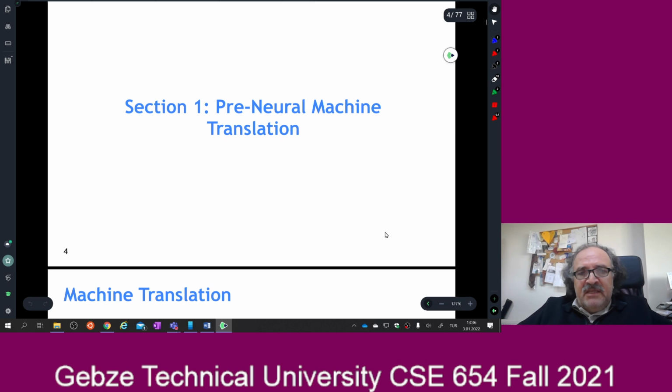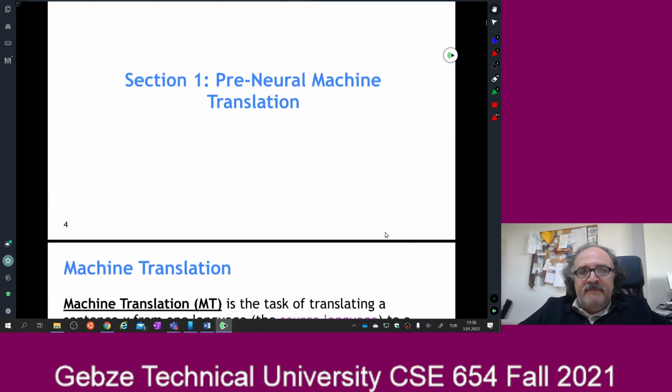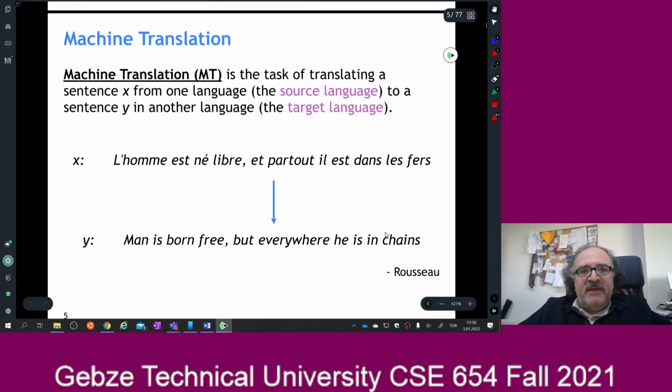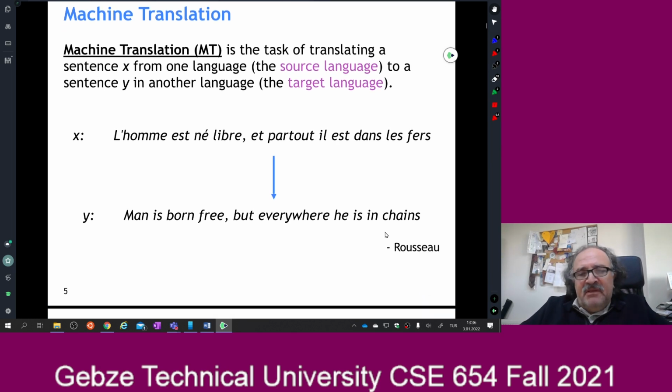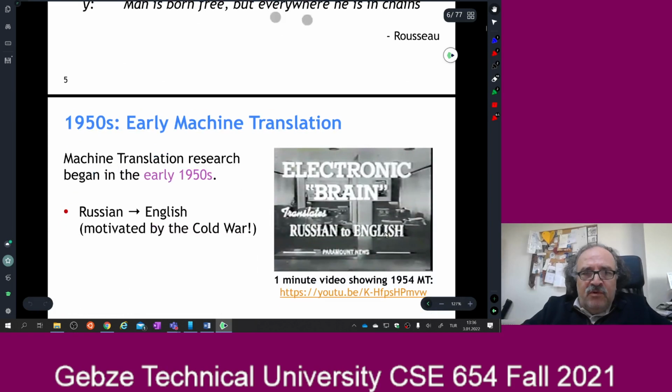Okay, so let's look at machine translation again. Machine translation is simple in terms of definition. If you are given a sentence in another language, for example in French, and you are supposed to translate it to English or Turkish, that's the definition of it. So it is much easier to define than other NLP problems, but it is a very tough area to work on.